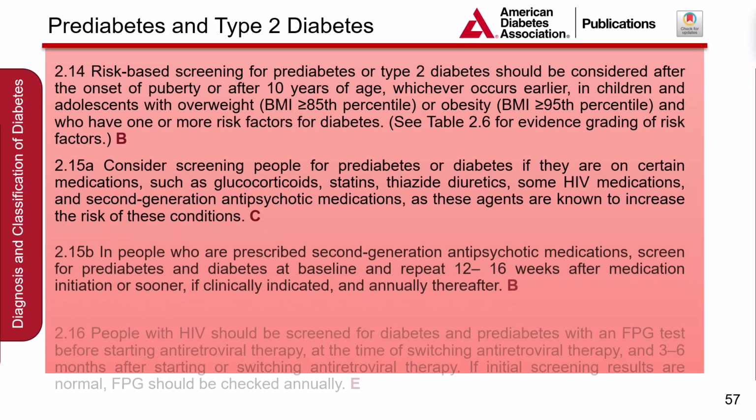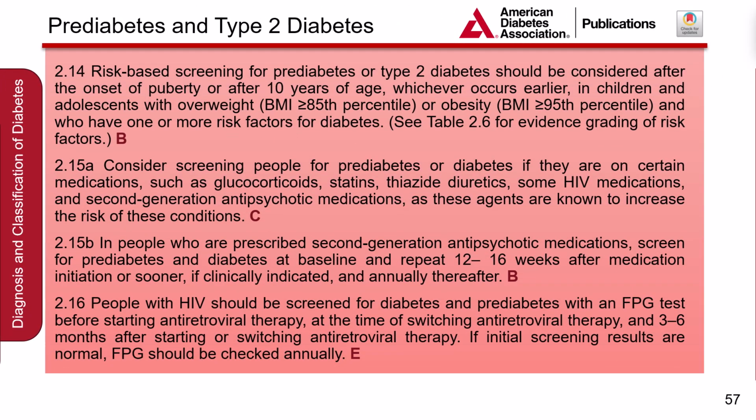Prediabetes and type 2 diabetes. 2.14. Risk-based screening for prediabetes or type 2 diabetes should be considered after the onset of puberty or after 10 years of age, whichever occurs earlier, in children and adolescents with overweight, body mass index greater than or equal to 85th percentile, or obesity, body mass index greater than or equal to 95th percentile, and who have one or more risk factors for diabetes. Level of evidence B.